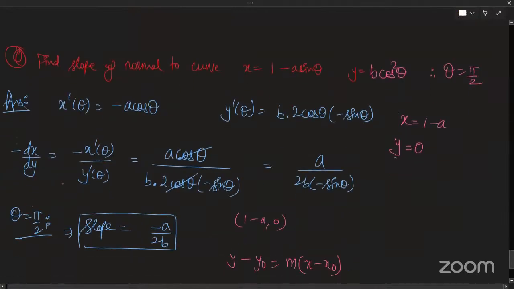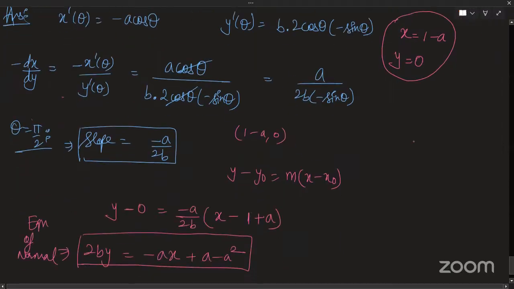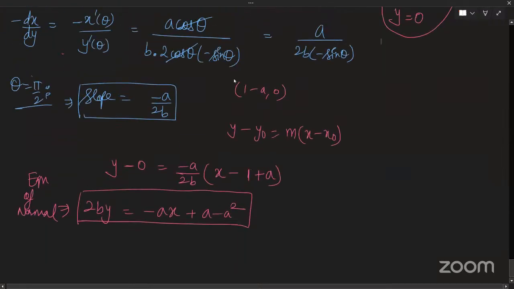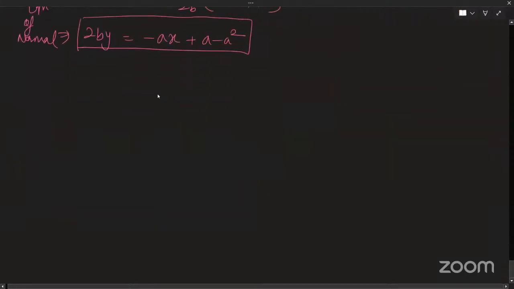So when you substitute your value of theta is pi by 2 in this equation, x is 1 minus a sine theta. So 1 minus a times sine of pi by 2. Sine of pi by 2 is 1. So x is 1 minus a. And same way, b into cos square theta. So cos square of pi by 2 is 0. So b into 0 is 0. So I got this point. Right? Okay, yes, sir. Thank you. So I got this point and I knew the slope of this curve, and that is how I calculated.